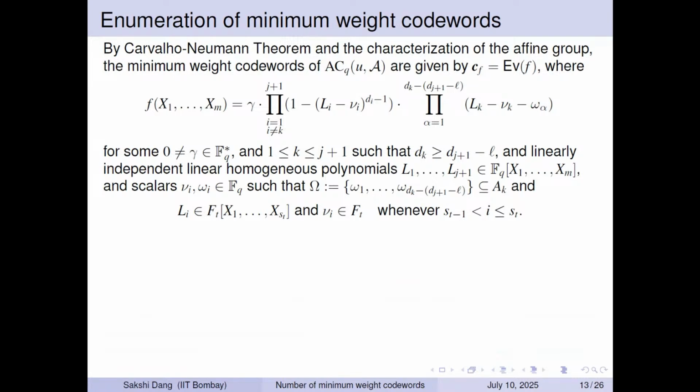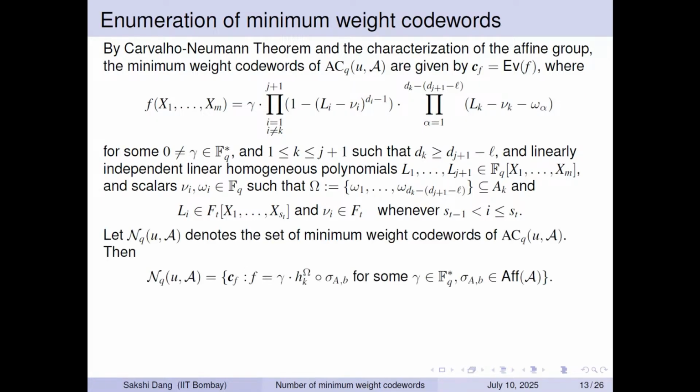Then we come to the enumeration. Using this characterization in terms of matrices and the characterization of minimum weight codewords given by Carvalho and Neumann, we say that every minimum weight codeword is given by evaluation of the polynomial f of this form, where we have replaced x_i with l_i minus mu_i, where l_1 to l_(j+1) are linearly independent, linear homogeneous polynomials, where whenever i lies in the t-th block, this polynomial l_i has entries from the field F_t, and it is only in the variables x_1 to x_(s_t), using the block-level triangular structure of the affine group.